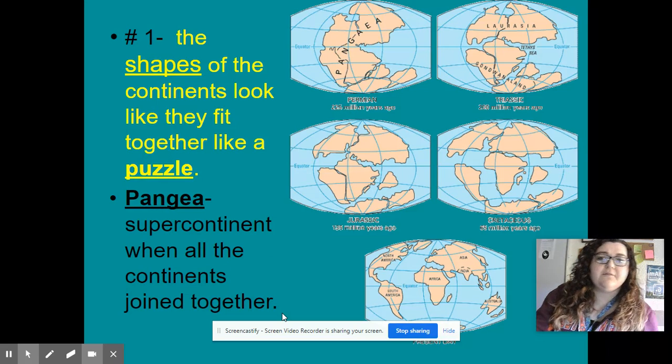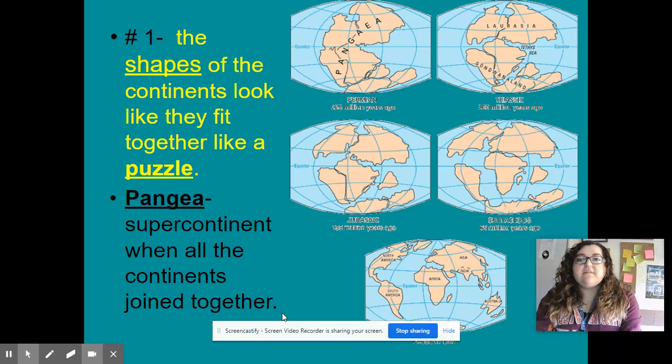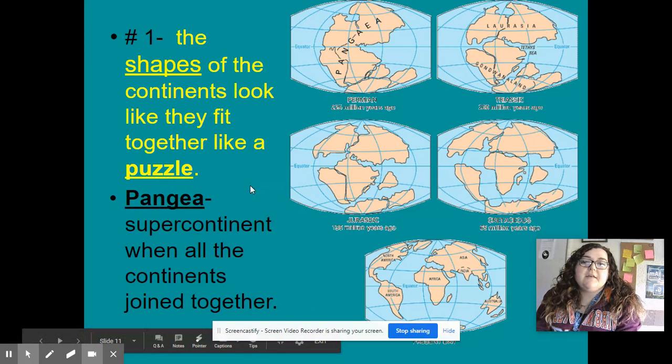So 1, the most obvious: the shapes of the continents look like they can fit together like a puzzle. This is what a lot of kids notice whenever they first start looking at maps. They're like, oh, if we just move them here, here, and here, they look like they go together. So this brought up the idea of the supercontinent called Pangaea.